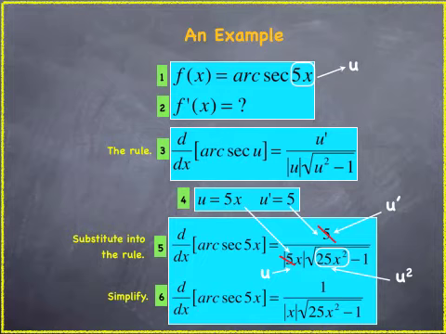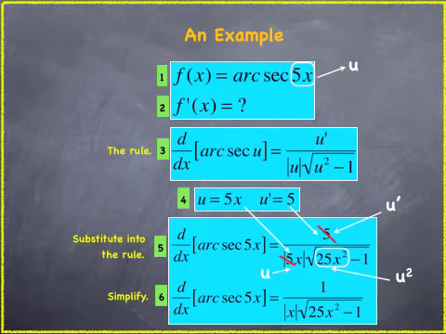In step 2, we're asking what is the derivative of this. So we need our rule. In step 3, I've listed the rule just to remind you. When we take the derivative of the arc secant of u, we're going to get u prime over the absolute value of u times the square root of u squared minus 1.